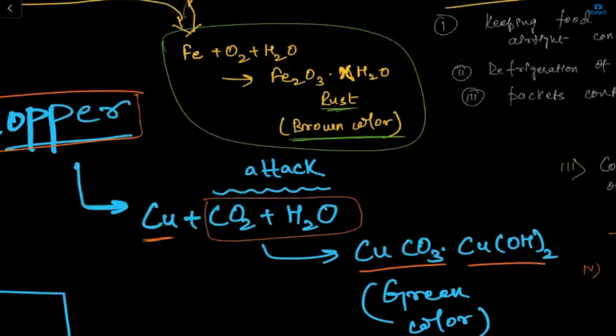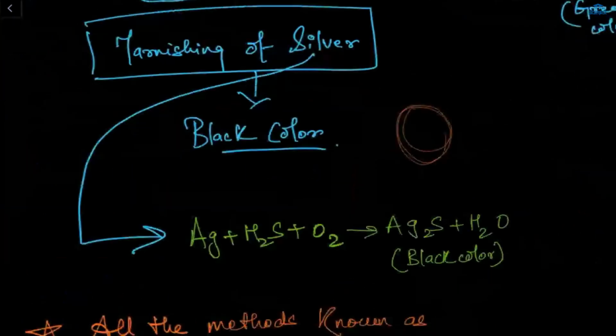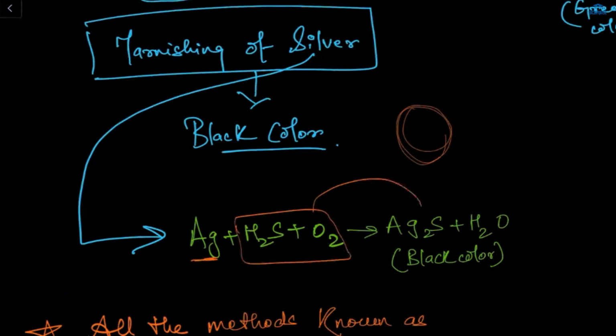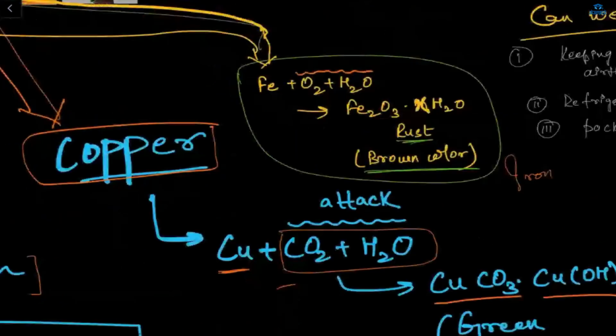And in iron, if O2 and water attack, it will convert into a brown color for iron. And for copper, carbon dioxide and water will attack, and then it will convert into a green color. Okay? And for the tarnishing of silver, silver is of black color. In silver, these two get attacked, and what you get is Ag2S plus water, which is black in color. This is for silver, this is for copper, and this is for iron.